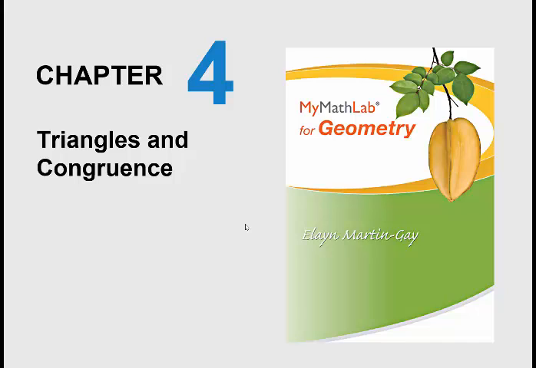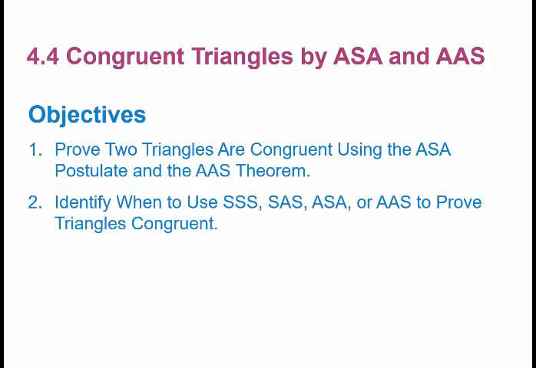Hi class, we want to continue our study in chapter 4 talking about triangles and congruence. And what we want to do is move into section 4.4. This is talking about congruent triangles by ASA and AAS. ASA stands for angle, side, angle, and AAS stands for angle, angle, side. So what this is going to be is proving two triangles are congruent using these two methods.